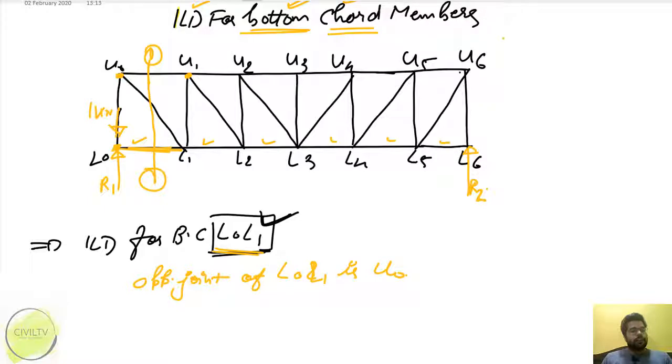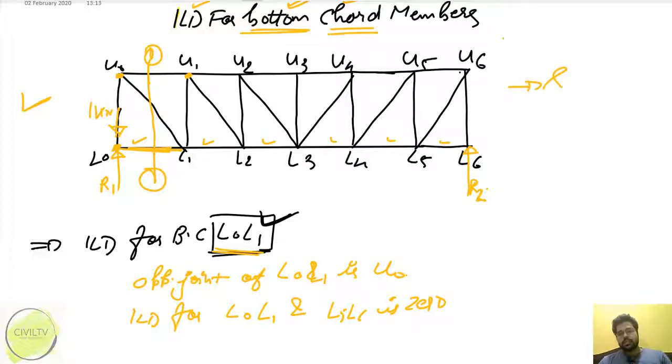मतलब मैं बेसिकली ILD for L0 L1 and L5 L6 is 0, because ये जो मेरा ट्रस है, this truss is symmetric truss, right? देख के समझ में आता है, it's a symmetrical truss. Okay, so if L0 and L1 is 0, similarly L5 and L6 will be 0.